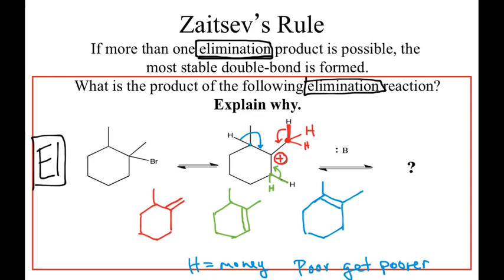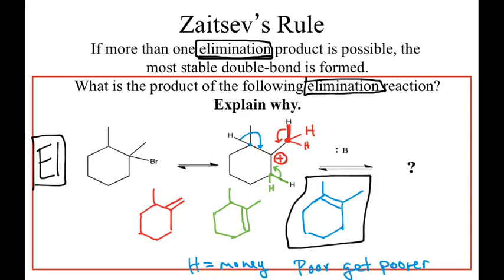So poor get poorer. Which position should lose a hydrogen? Our blue one. The answer is this last product. So if you were asked to tell me what the product of this reaction would be, you would have to give me that blue structure. The other 2 would elicit only partial credit. Okay, so now the question becomes why? Why would I pull that hydrogen off and not any of the others?